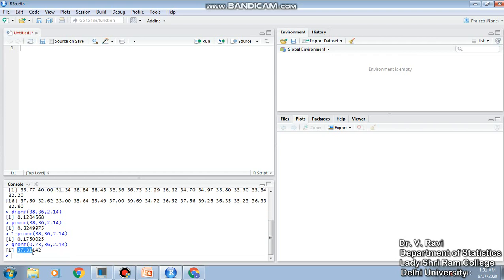So there you go. The temperature is 37.31. So the probability that X is less than or equal to 37.31 is 0.73, which is 73%. That means 73% of days in September record a temperature of 37.31 or lesser. So that's the normal distribution for you.